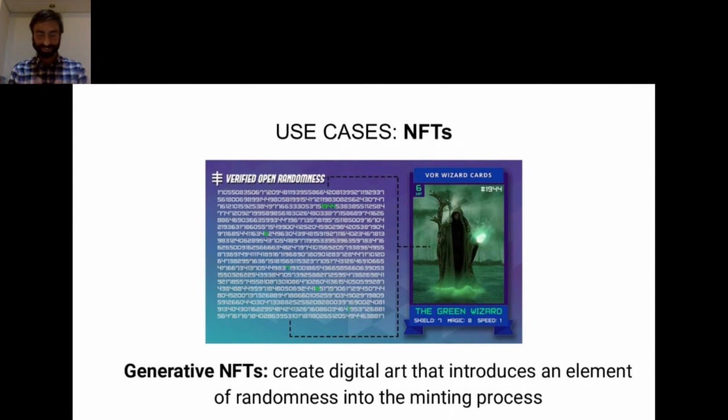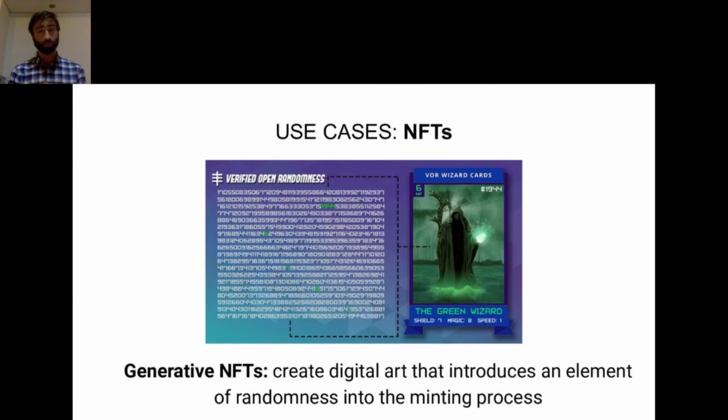And hence, with generative NFTs, this feature of randomness can be very well utilized. For example, the hash mask one, randomly assigning which NFT. That's just one example where it's assigning the NFT to the buyer or the Ethereum address, in fact.